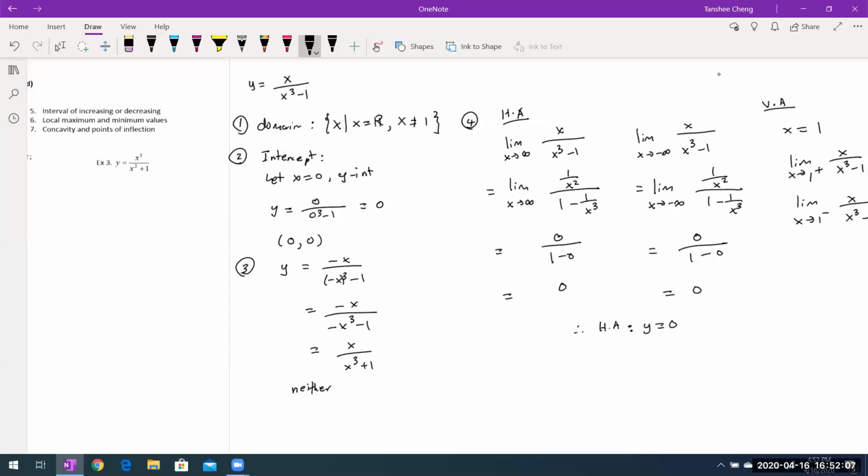Number 5 is asking you to find the increasing and decreasing intervals. Number 6 is local maximum and local minimum. Number 7 is concavity, concave up, concave down, and points of inflection. To do 5, 6, and 7, we need the first derivative and the second derivative. So before answering all of these questions, let's take the first and second derivatives, and then use the first derivative and second derivative tests to answer those questions.